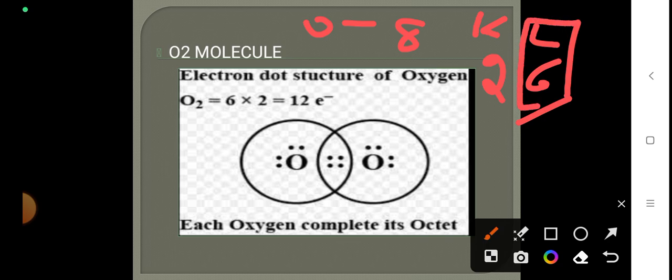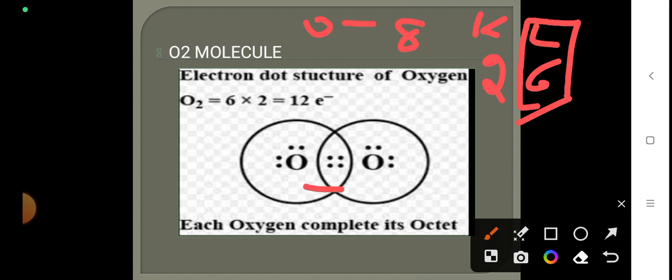But we know that every atom in the periodic table wants to attain stability by attaining octet configuration. That is, all atoms want to possess 8 electrons in their outermost orbit. So that is the reason why oxygen needs 2 electrons. And that is possible when oxygen will share its electrons.